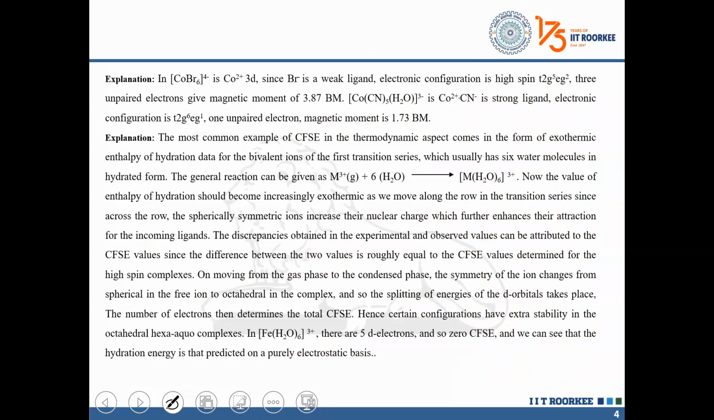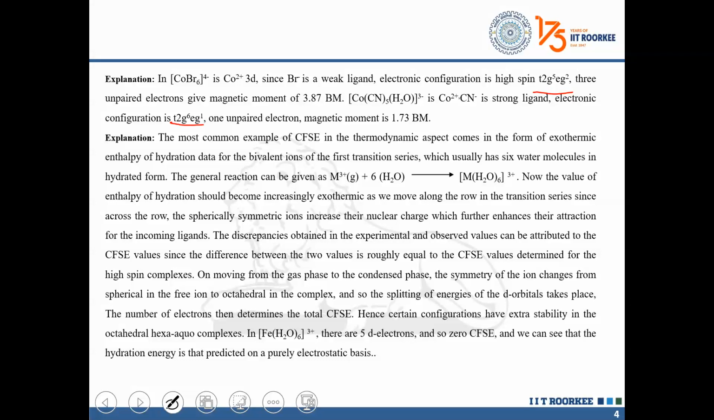so here is the explanation. I have explained earlier. So these are the electronic configurations you will be getting, and accordingly you can get the magnetic moment value. Okay, so moving to the next, that is related to hydration energy. So just read this explanation.